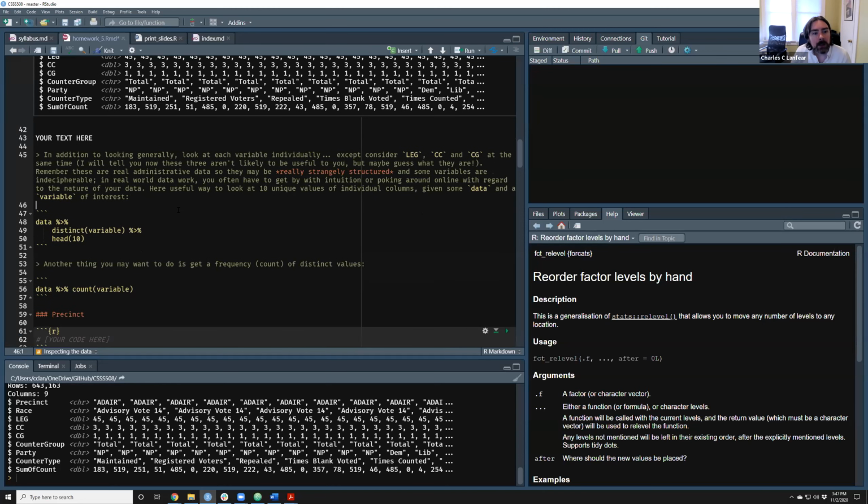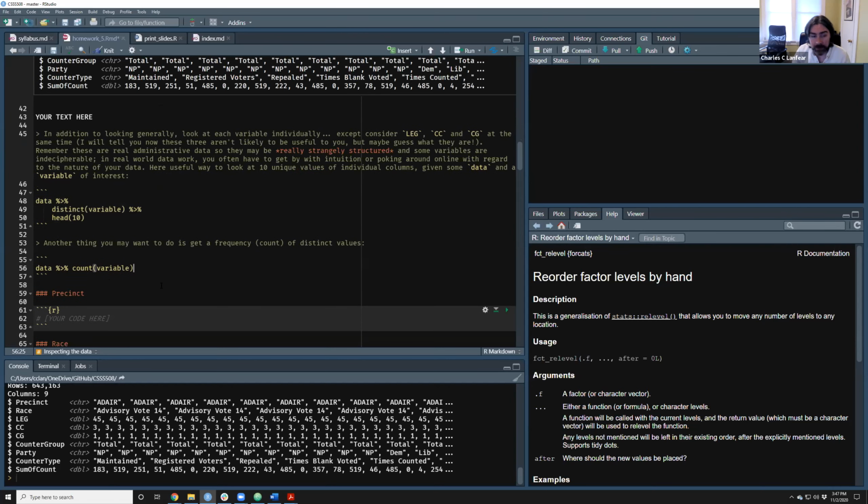Okay. So this is an example of a way to quickly look at a limited number of values of some variable if you don't know what structure it's going to take. Here I say you could take your data, get distinct values of a single variable, and then look at the first 10 distinct values. Another thing you might do instead is get a count of distinct values by doing count variable. I'll show an example of this right here.